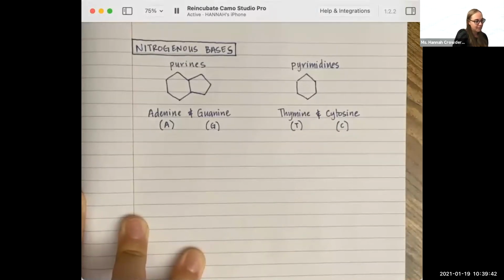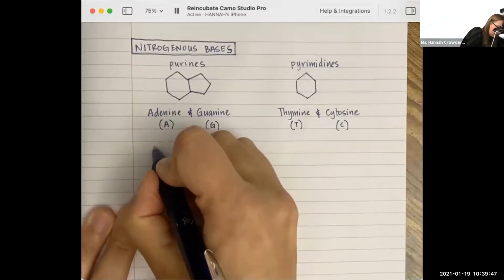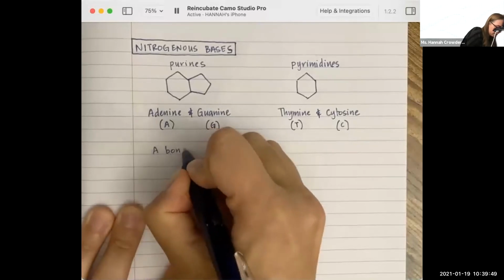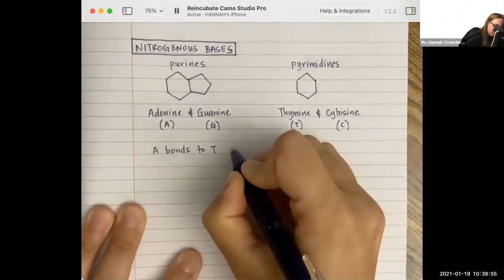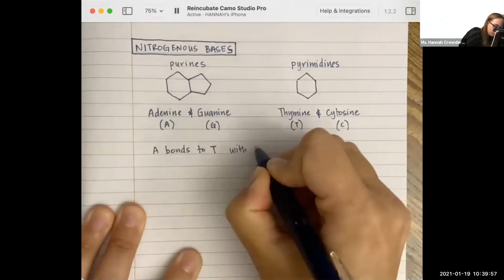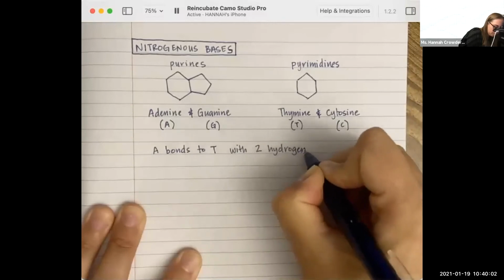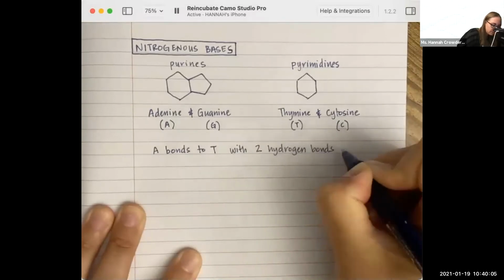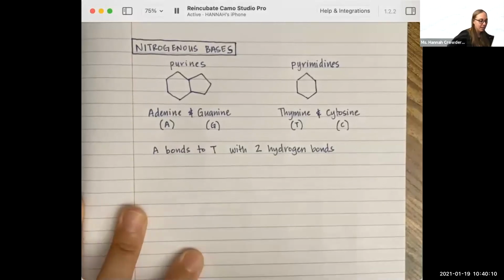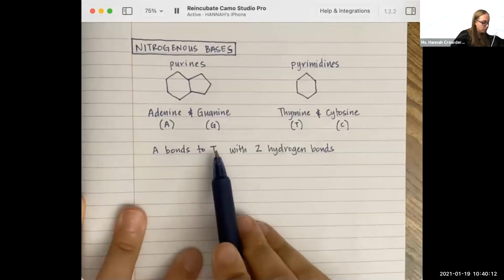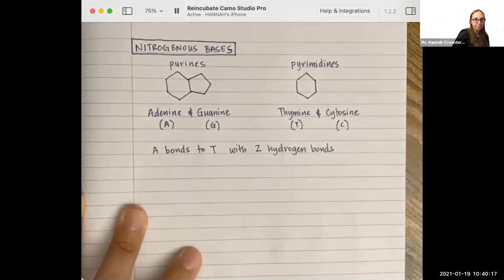Now that we have that, we need to know how these bond together. A bonds to T with 2 hydrogen bonds. A way to remember this is that there are 2 apples in the tree.